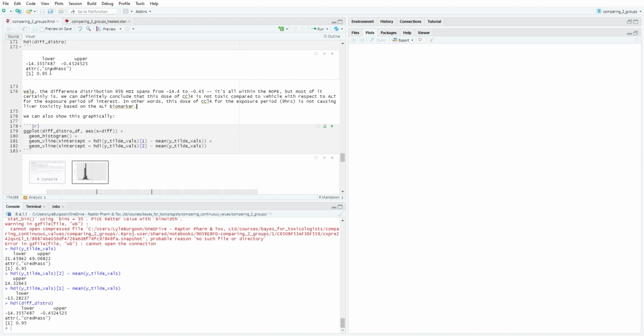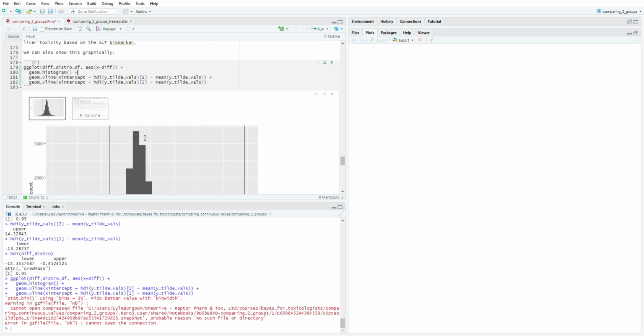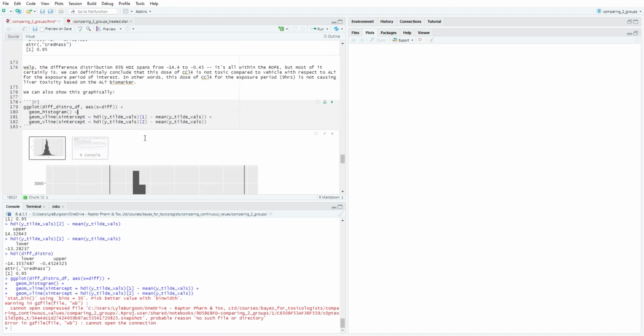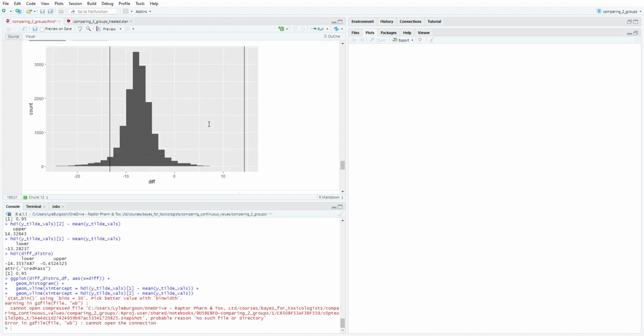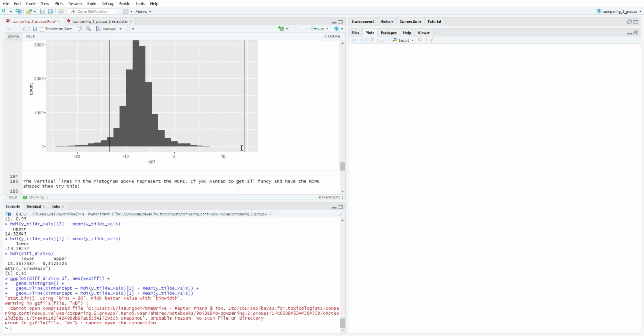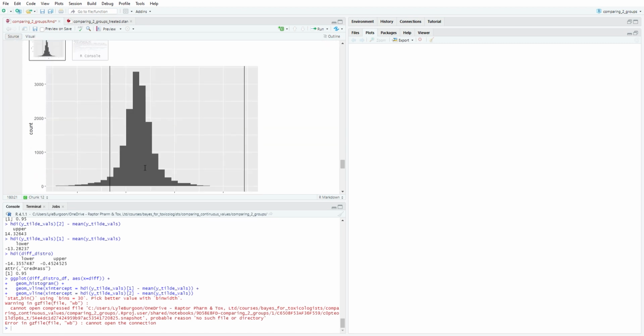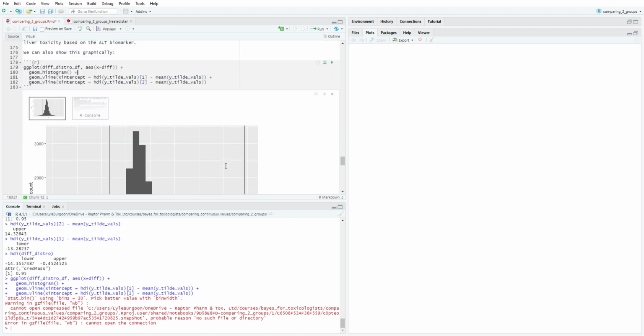So some other things that we can do: if you actually wanted to graphically show what we're just doing here by eyeball, you can do that. You can graphically show it. Let me make sure I'm not hard coding anything. I'm not. Yeah, so here you go. This is the rope, right here. You can see that most of that distribution, and based on what it's saying here, the 95% highest density interval of this distribution is clearly within the rope. So it is not significant.